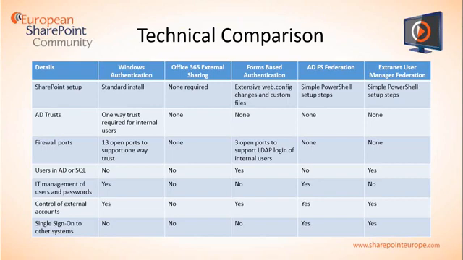And this takes you through some of the different things to consider from a technical point of view between those scenarios. Obviously, Windows Auth is a pretty standard install. You need to set up some AD trusts if you want to have separate Active Directory for your external users. There are about 13 firewall ports you have to open up between your DMZ and your internal network. So security folks typically don't like that.